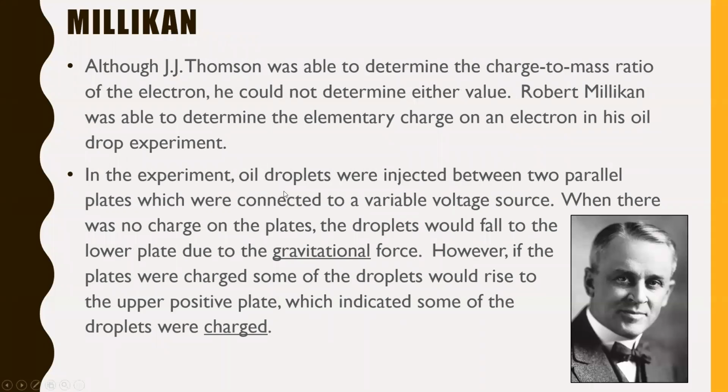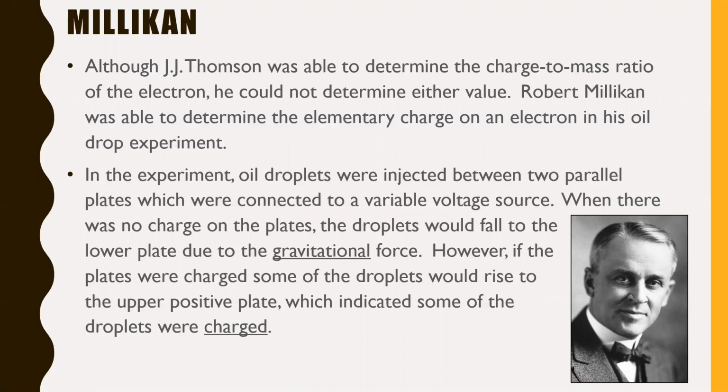So, Millikan. Again, remember, we're following the notebooklet in case you haven't already downloaded it. Although J.J. Thomson was able to determine the charge to mass ratio of the electron, that's what we did yesterday, he could not determine either value. So he couldn't tell what the charge of an electron was or the mass. Robert Millikan, that's the guy in the bottom corner there, was able to determine the elementary charge on an electron in his oil drop experiment.